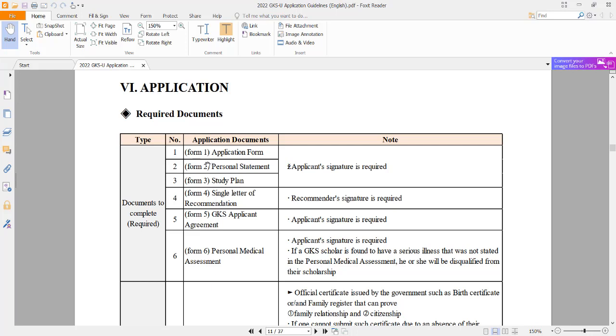So now we will be looking at every document that is required, and then we will discuss in detail. So the first document is Form 1, that is the application form, which contains your basic information. Then second is Form 2, the personal statement. So this is basically a 1-page essay about your background, your family background, your wish to apply for the scholarship, your story. Basically, it's all about your story. Then Form 3, that is the study plan.